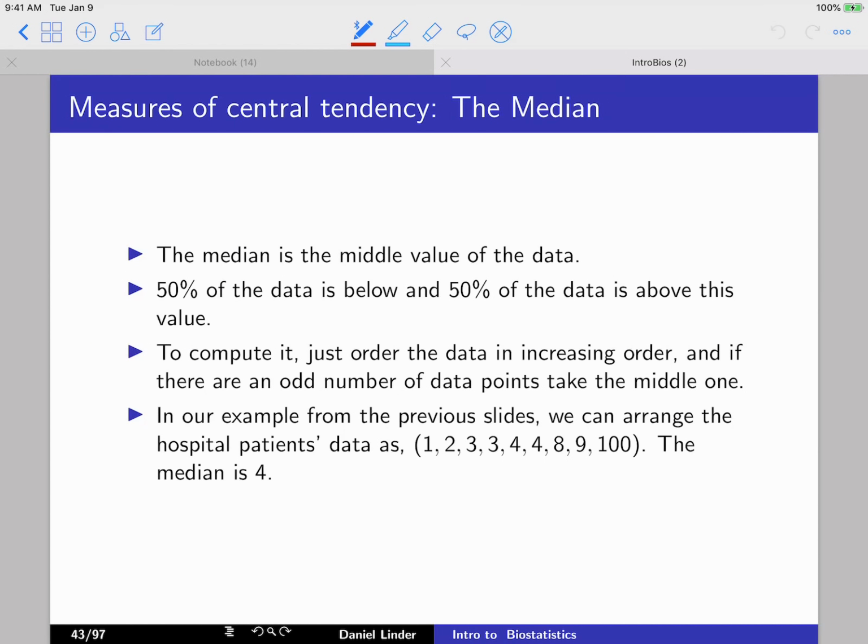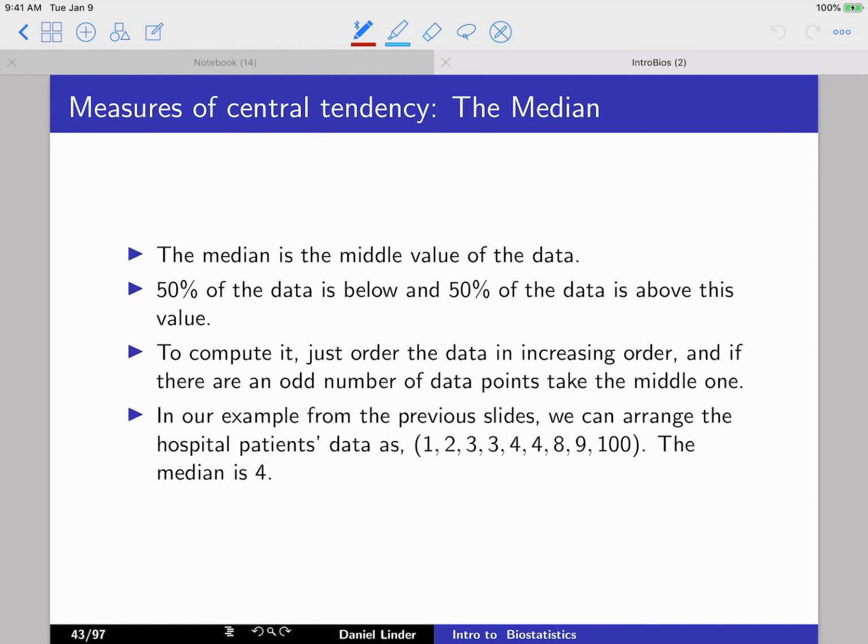So another measure of central tendency is the so-called median, and the median is the middle value of the data. So 50% of the data is below the median and 50% of the data is above the median. If you wanted to compute it, you just need to order the data in increasing order, and if there's an odd number of data points, then you'd take the middle one.